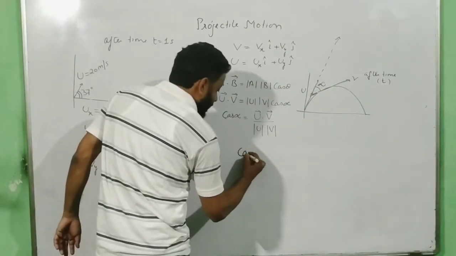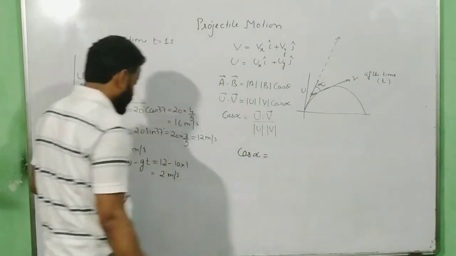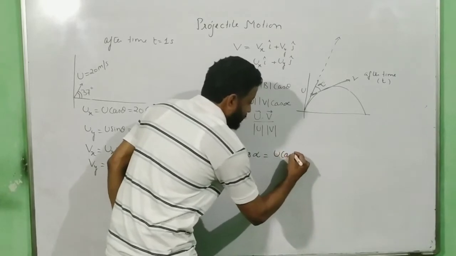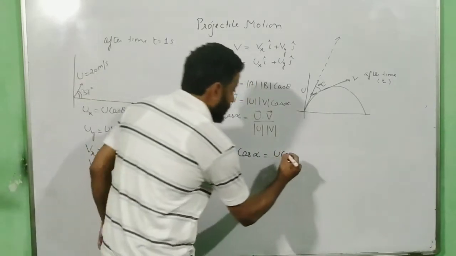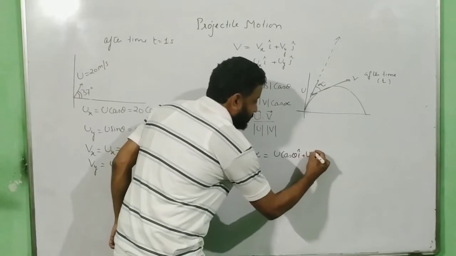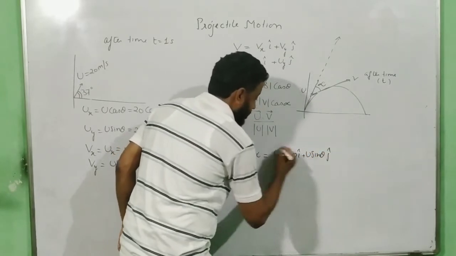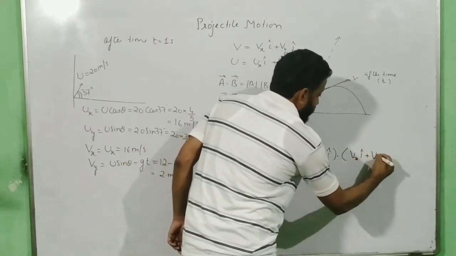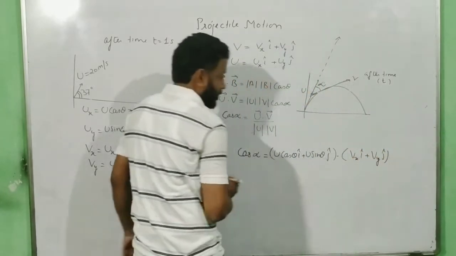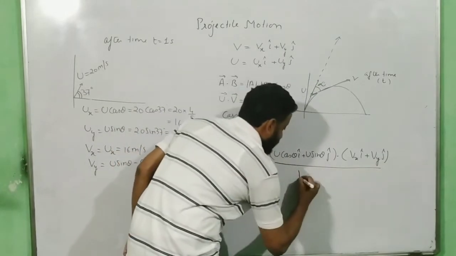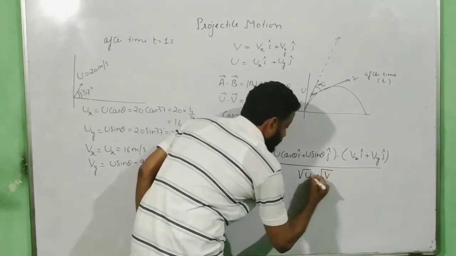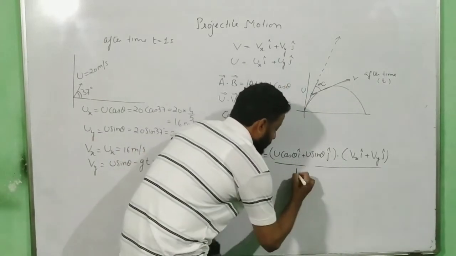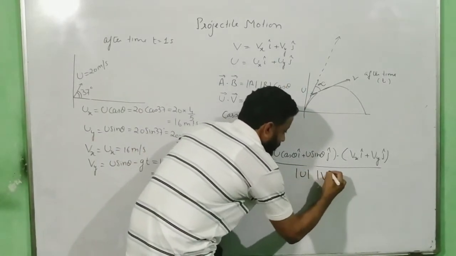So cos alpha will be equal to u dot v. Now what is u? U is u cos theta i cap plus u sin theta j cap, dot Vx i cap plus Vy j cap, divided by mod of u and mod of v. Bad way to write. Mod of u and mod of v.